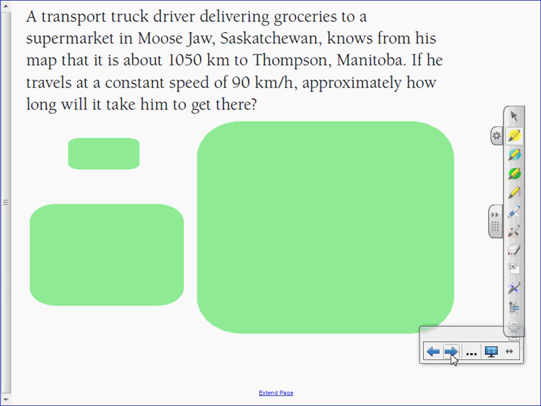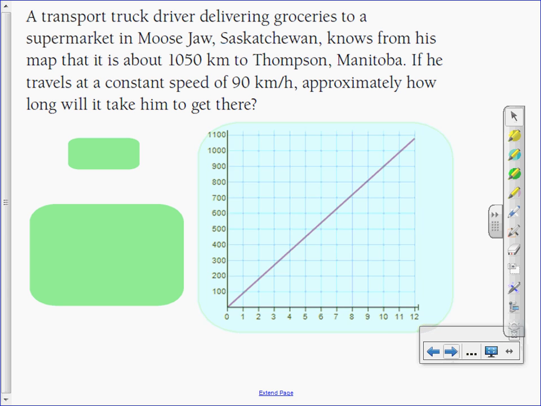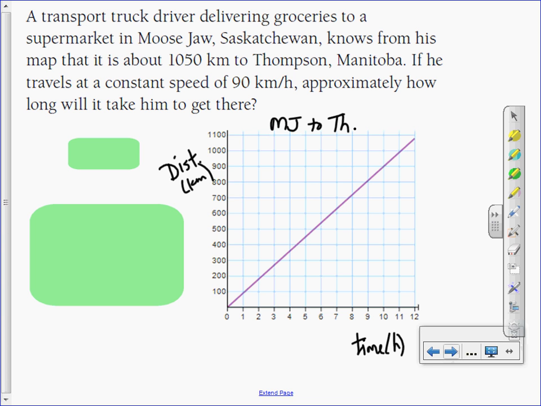A similar situation that we can look at graphically is a vehicle that starts at Moose Jaw and heads to Thompson. You can see I didn't label my axis very well. Not displacement, sorry, I want distance on that side, and that's measured in kilometers. We have time, which is measured in hours, and we have the title, Moose Jaw to Thompson.